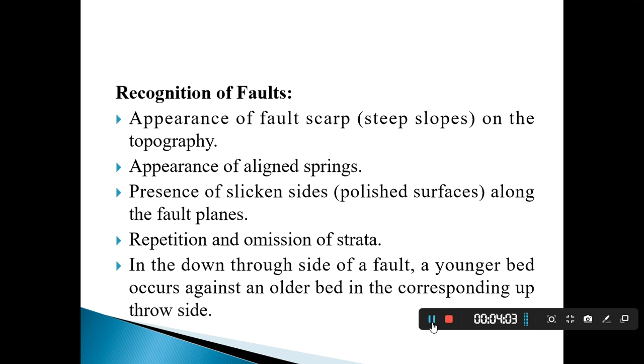Next, recognition of faults. Appearance of fault scarp, that is steep slopes on the topography. Appearance of aligned springs. Presence of silicified or polished surface along the fault planes. Repetition and omission of strata. On the downthrow side of a fault, a younger bed occurs against an older bed on the corresponding upthrow side.